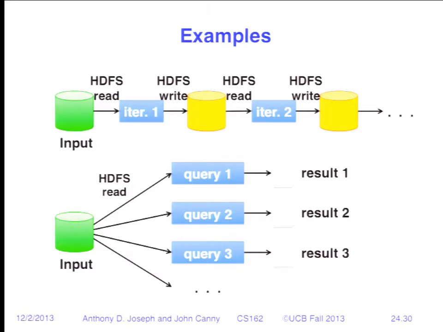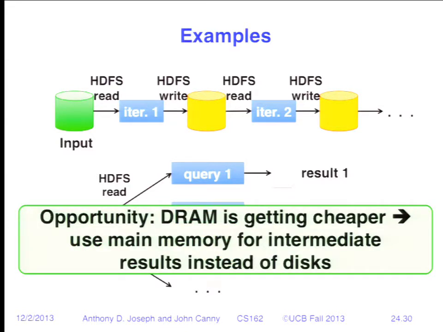So what Matei noticed is back in 2003, memory was really expensive. But now, 2010, memory is really cheap. So why not use main memory as a cache and store that intermediate computation or that intermediate state that we've loaded from the disk in memory?